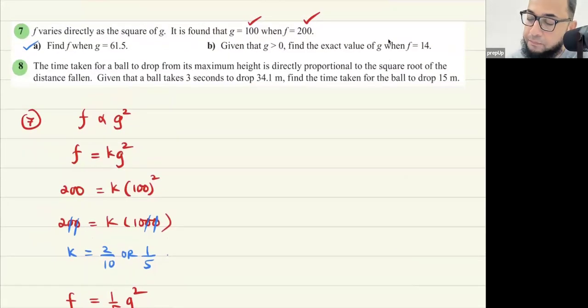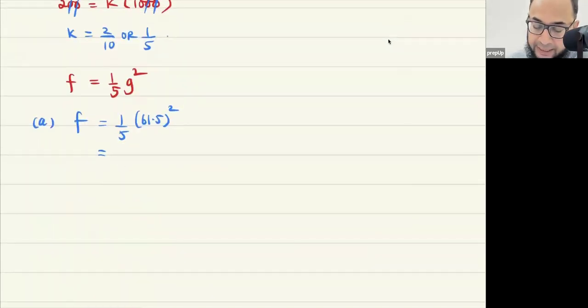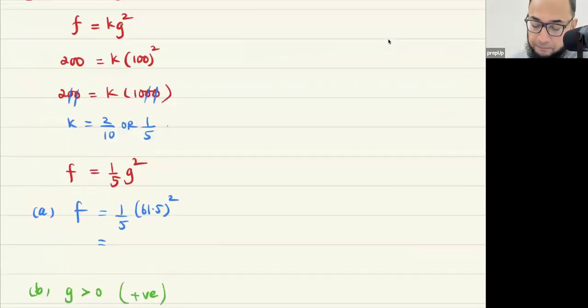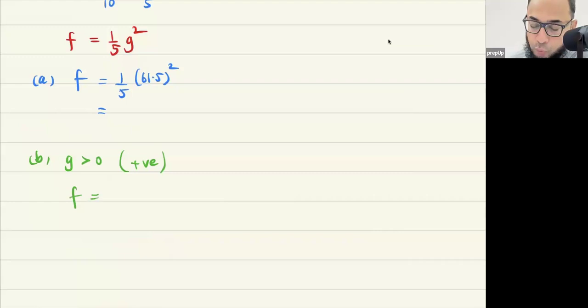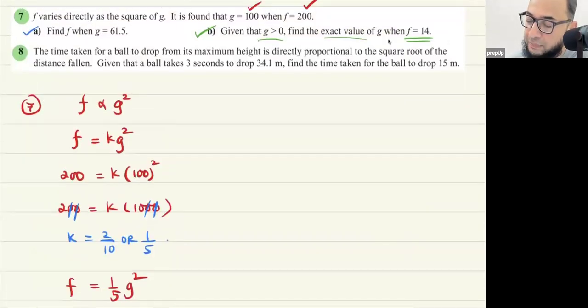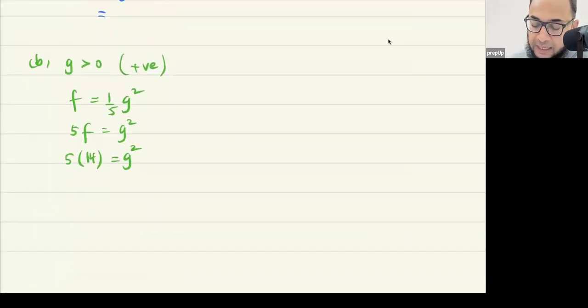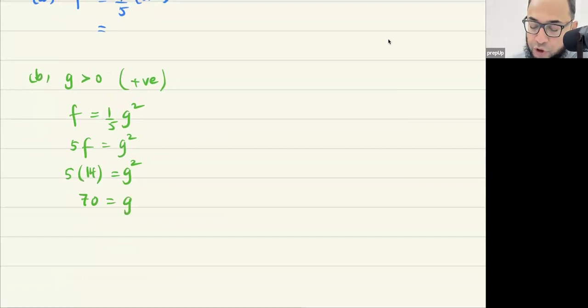And then part B says, given that g is positive, greater than 0 means positive, find the exact value of g when f is 14. So f is 1/5 of g squared. 5f is g squared. f is 14, so 5 into 14 is g squared. So that is 70 equals g squared.